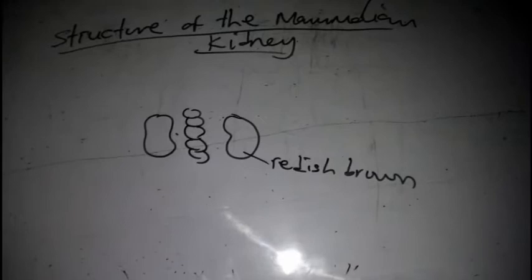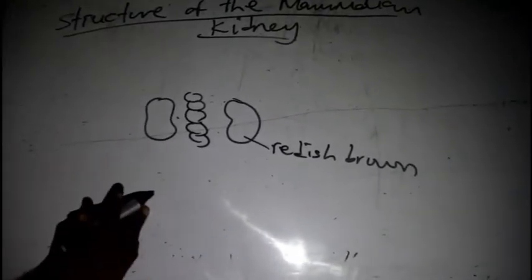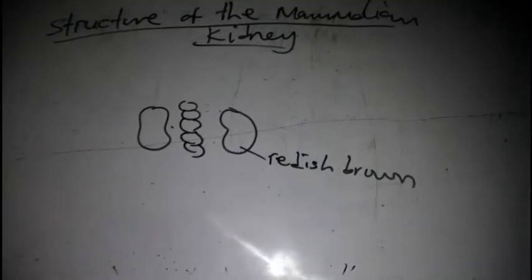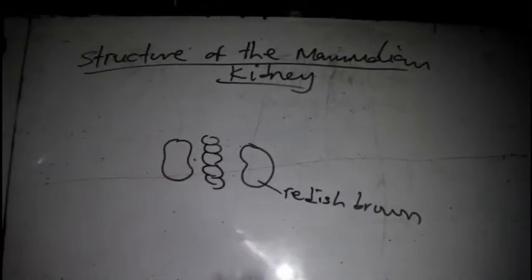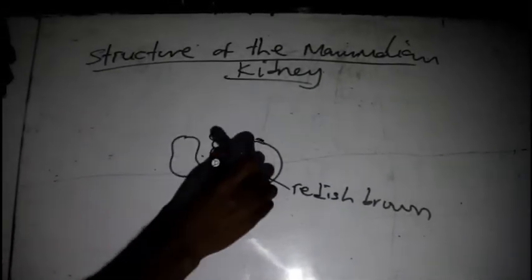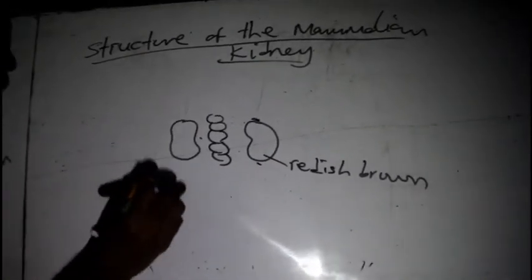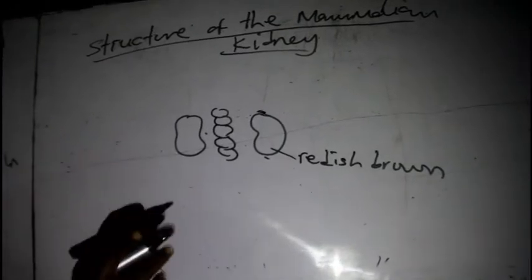And it lies in between the vertebral column. Now let's look at the anatomy of the kidney. When this kidney is divided from up to bottom, what we call the transverse, now you discover that the kidney is made up of three parts.